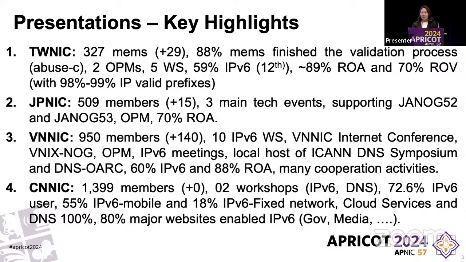And from CNNIC, they updated us on what happened in China, with a great number of members, 1,399 members. They also had 2 workshops last year, with a great number of IPv6 users, and IPv6 for cloud service, DNS, and major websites of government and media.